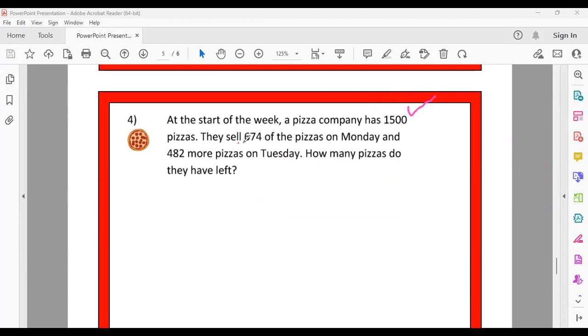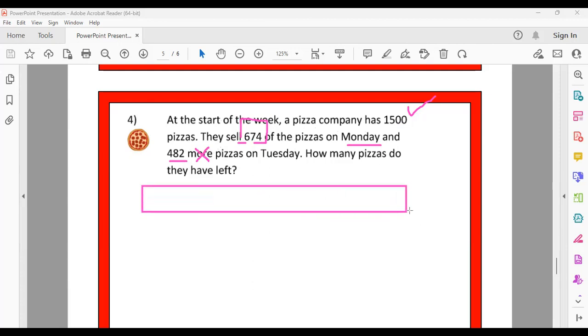1,005. Okay, take 674 on Monday because it's supposed to be easy level 1-star questions. Okay, and then 482 pizzas on Tuesday. Cancel the word more. The more shouldn't be there. Just 482 pizzas on Tuesday. That's it. Now your bar should be the same bar. One is for Monday, one is for Tuesday, and the balance is for remaining.